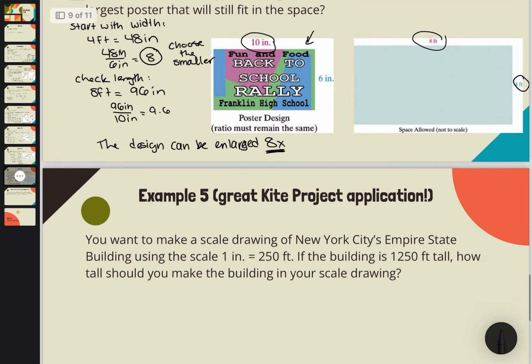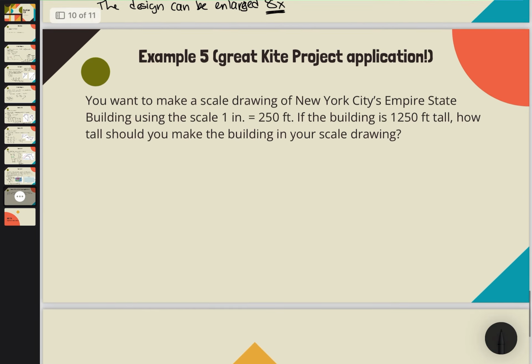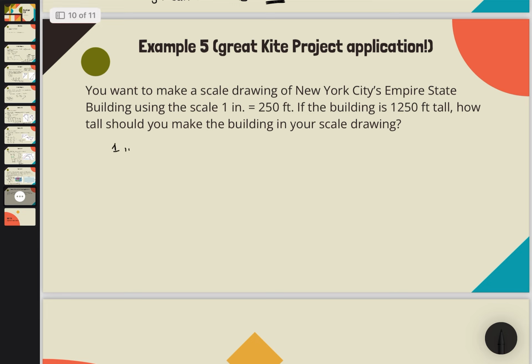Folks, we have one more problem left. Let's get into example 5. Again, another good kite application over here. So here they're talking about literally a scale drawing. You guys are going to be doing a scale drawing with your blueprint of New York City's Empire State Building using the scale 1 inch corresponds with 250 feet. So you guys are going to have to figure out, what is my scale? 1 inch on the paper corresponds with what in the real world?